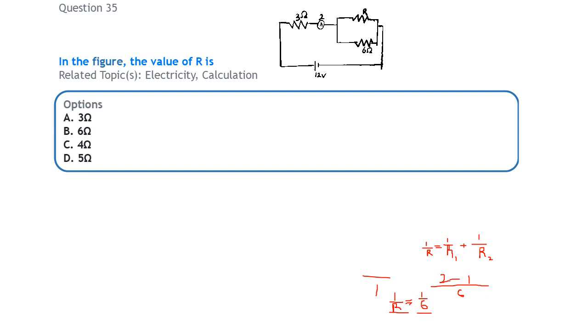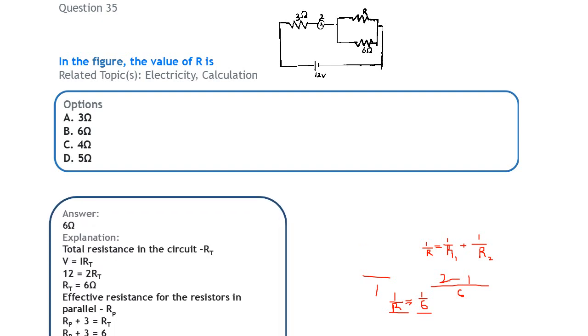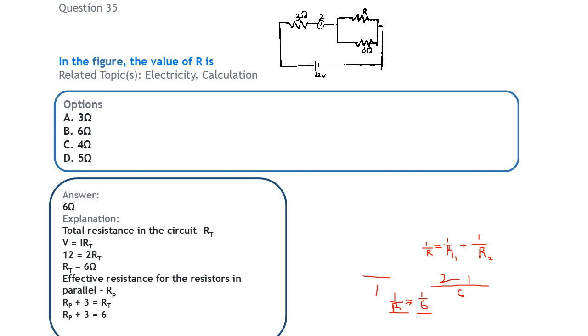Next, on electricity. The question is, we have to calculate the value of R here, the value of this resistance here. The total resistance in the circuit is represented as RT, so we have V is equal to IRT. V, meaning the potential difference, which is given here as 12 volts, is equal to I, the current flowing in that circuit, and that is 2 ampere. This is an ammeter reading 2. So you have 2 times the total resistance. Divide both sides by 2.